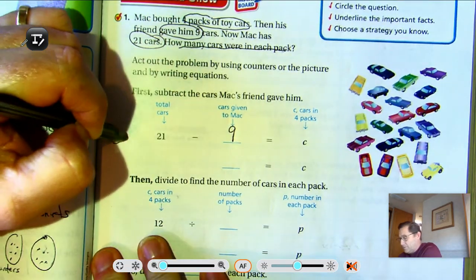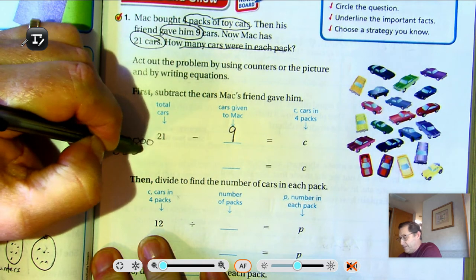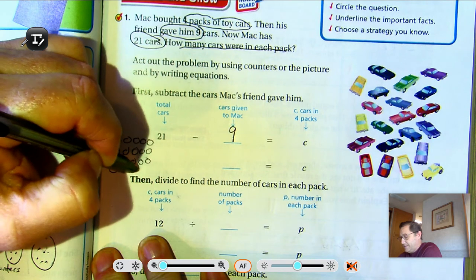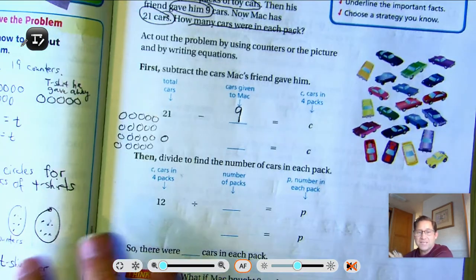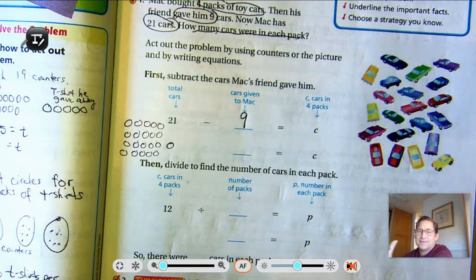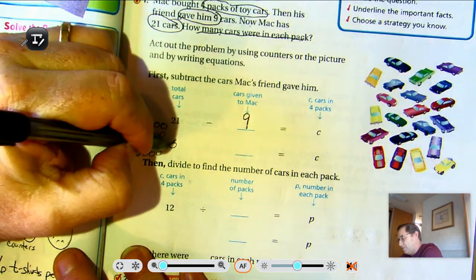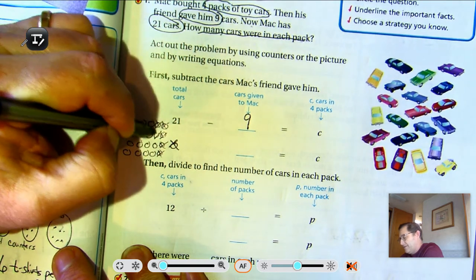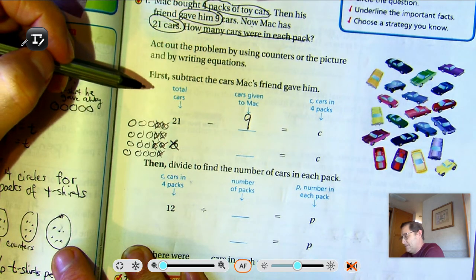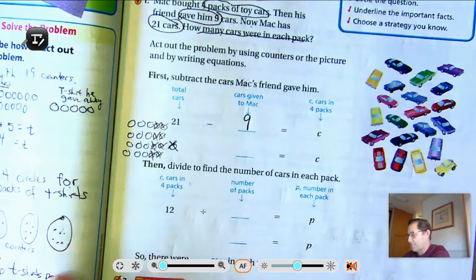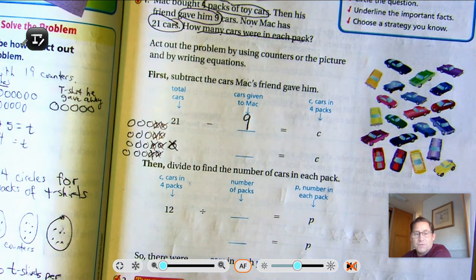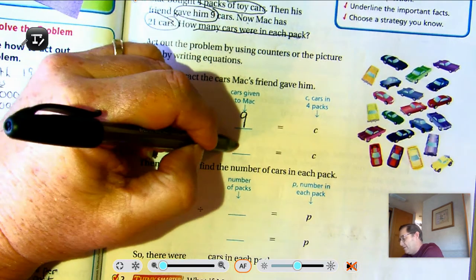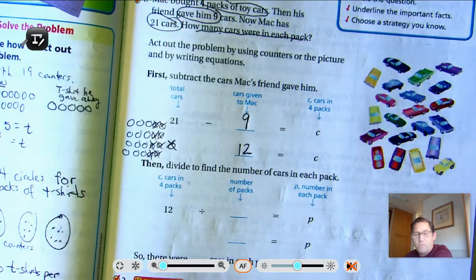So 1, 2, 3, 4, 5, 6, 7, 8, 9, 10, 11, 12, 13, 14, 15, 16, 17, 18, 19, 20, 21. So he has 21 right now, but we need to subtract the 9 that his friend gave him. So I'm going to just X those out. 1, 2, 3, 4, 5, 6, 7, 8, 9. Okay, so how many toy cars does he have left? 3, 6, 9, 12. Okay, so he has 12 remaining cars.